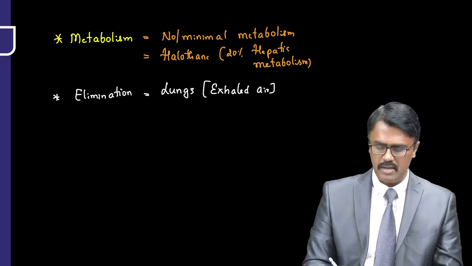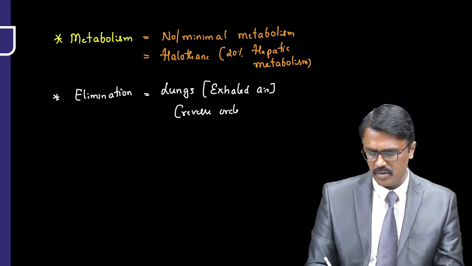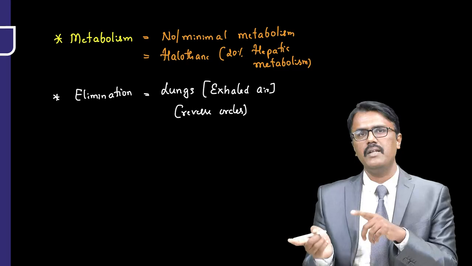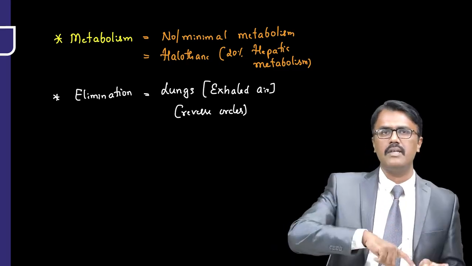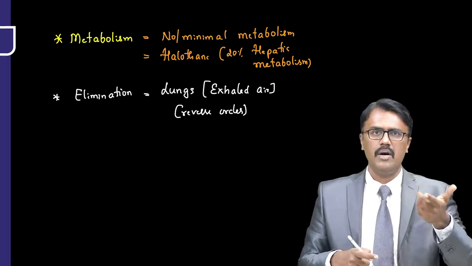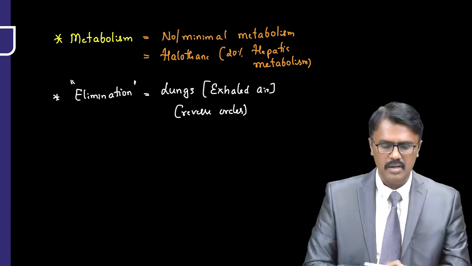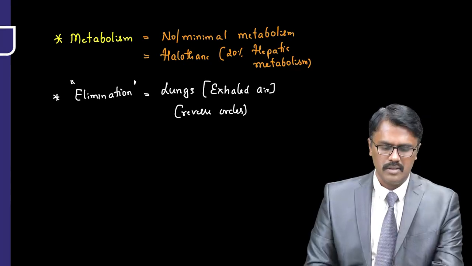And removal is in reverse order. What do you mean by reverse order? So they enter the brain. From the brain, they again come to the blood vessel. From the blood vessel, they come to the lung, alveoli, then trachea, then mouth or nose, and they will come out. So that is the meaning of elimination. Right? So these are the things.